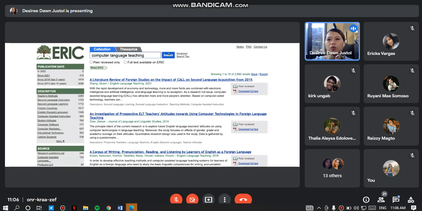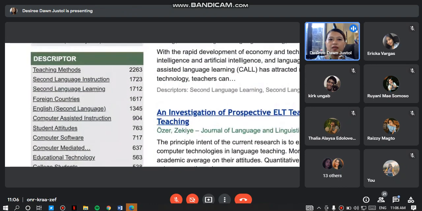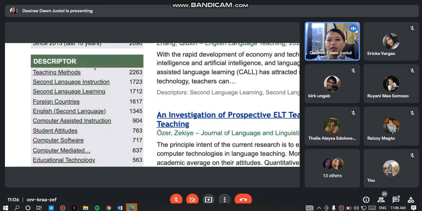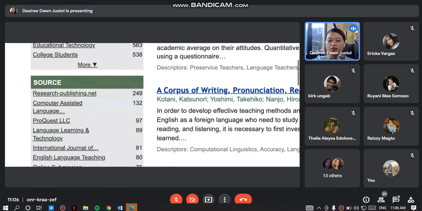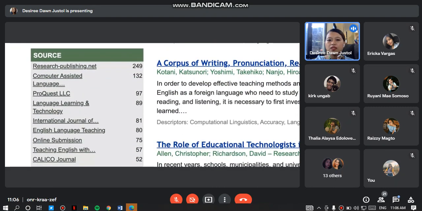Especially if you are going to do a textual analysis, for example a comparison of the previous literature and the current literature, this would help you a lot. You can also be specific here, whether it is on language instruction, language learning, or foreign countries. There are also different sources here.